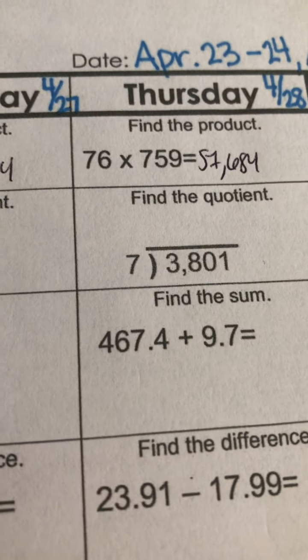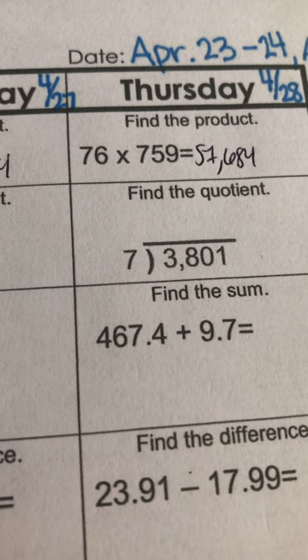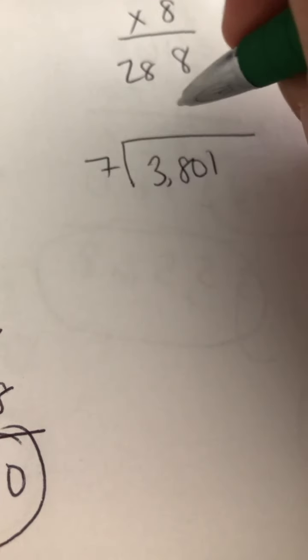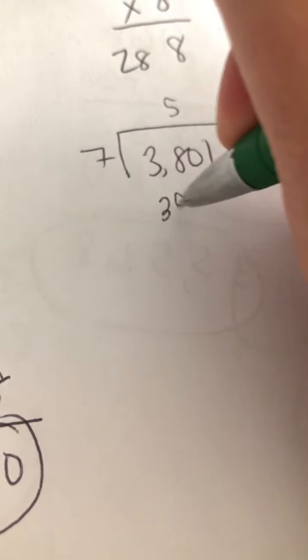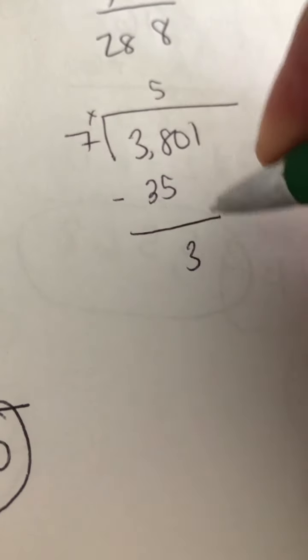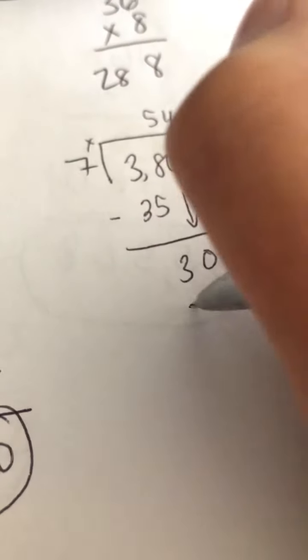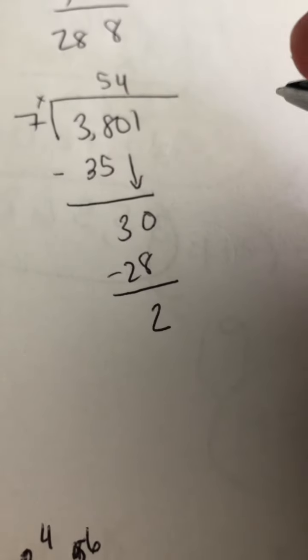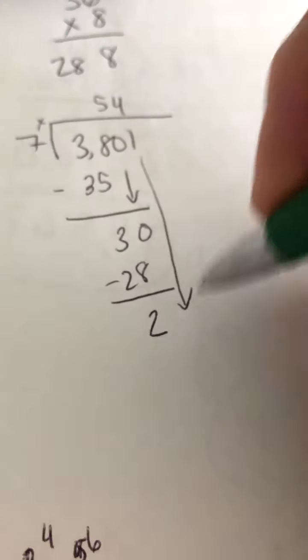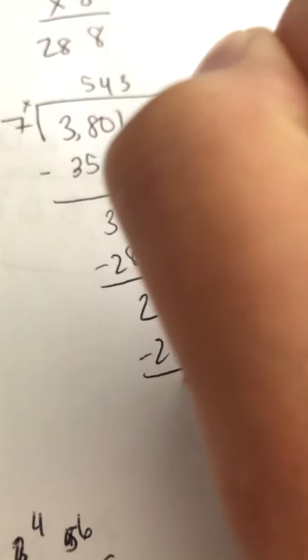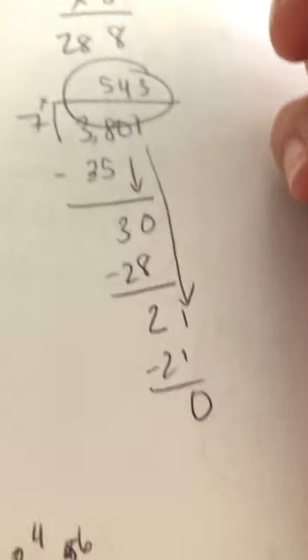All right, find the quotient. 3,801 divided by 7. I'm going to write that on my scratch sheet of paper. I know that 7 will go into 38 5 times without going over. 5 times 7 is 35. I can bring this 0 down. 7 will go into 30 4 times without going over. I've got a 2 left over here. Bring down this 1. And 7 will go into 21 3 times without going over. 0 is my remainder, so my answer is 543.